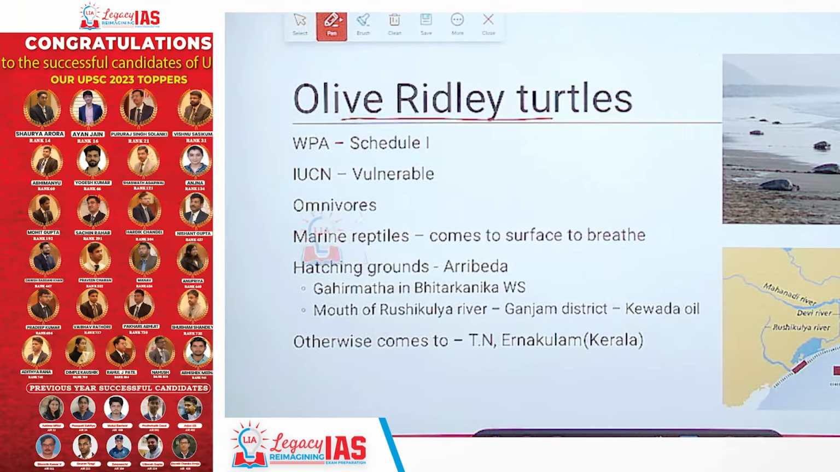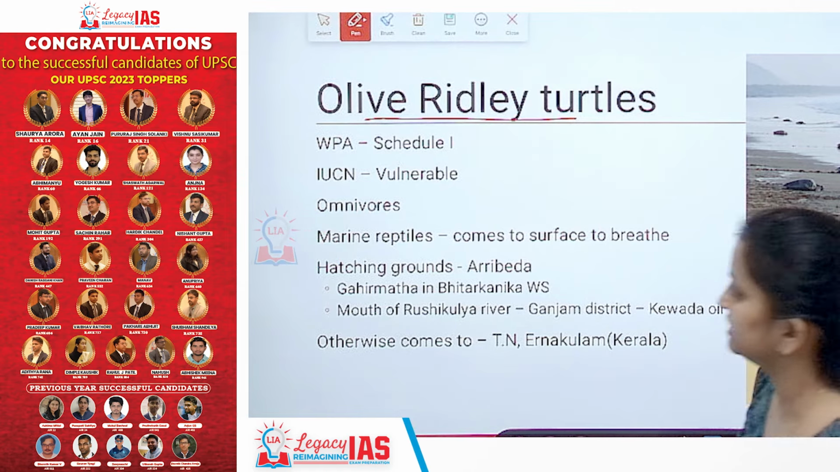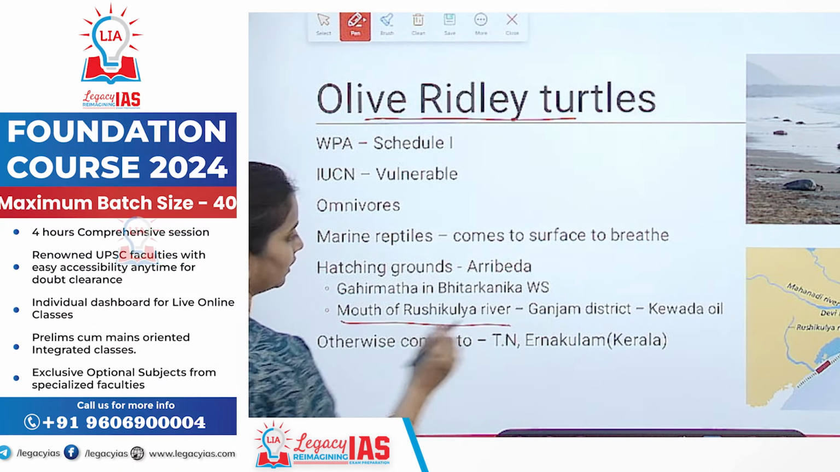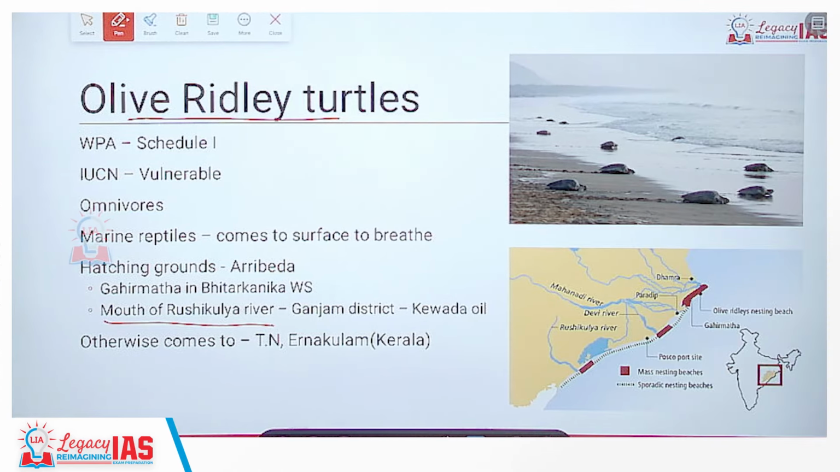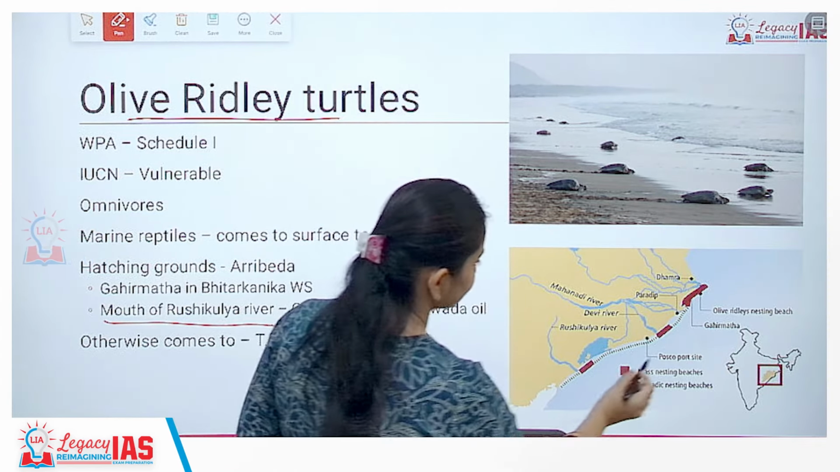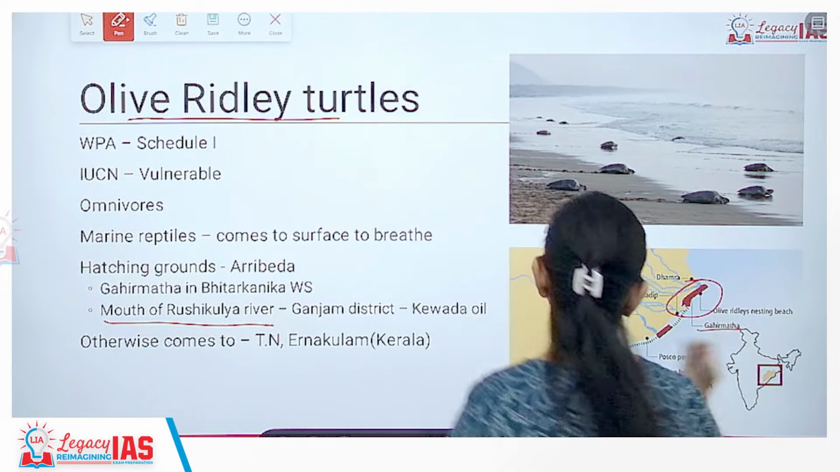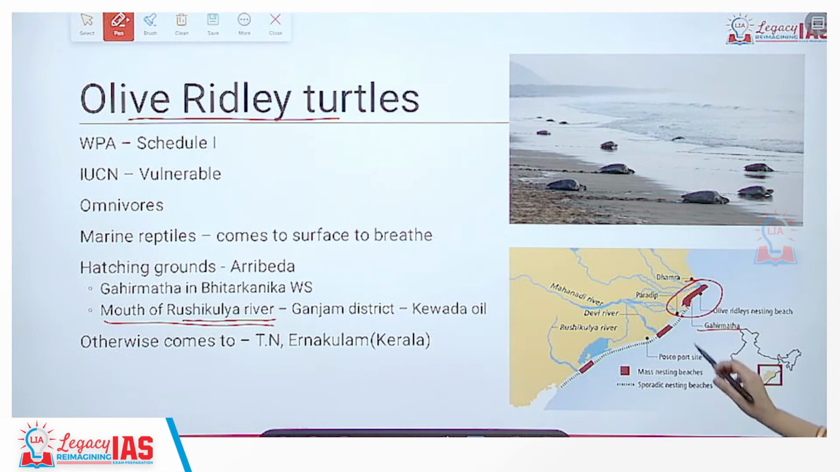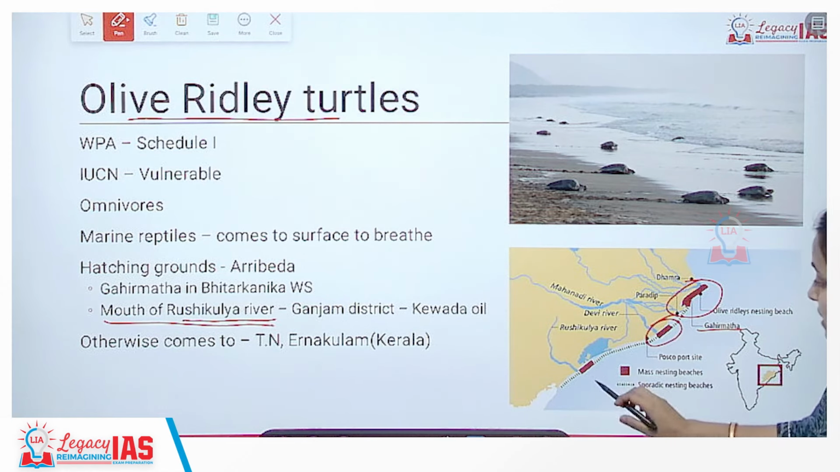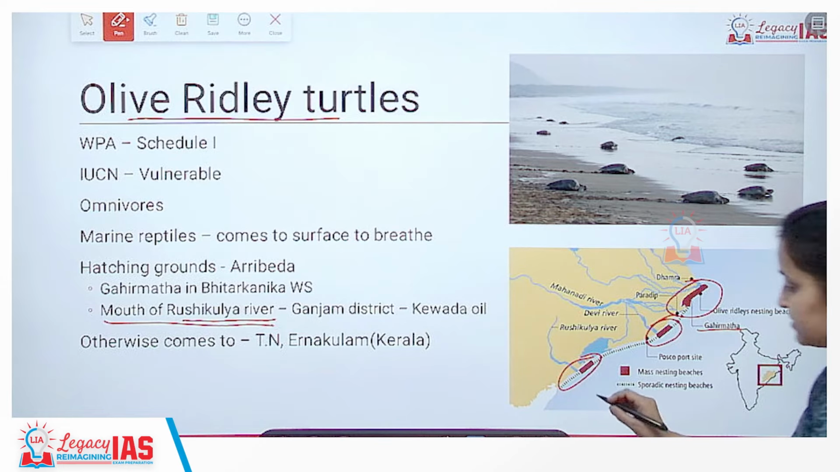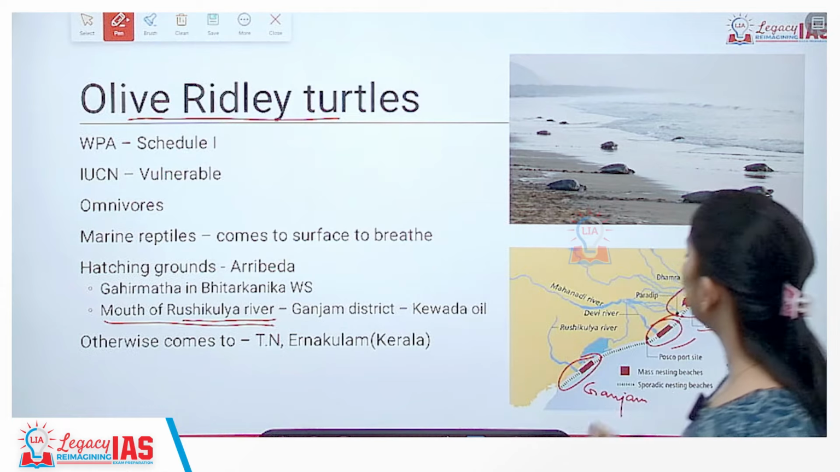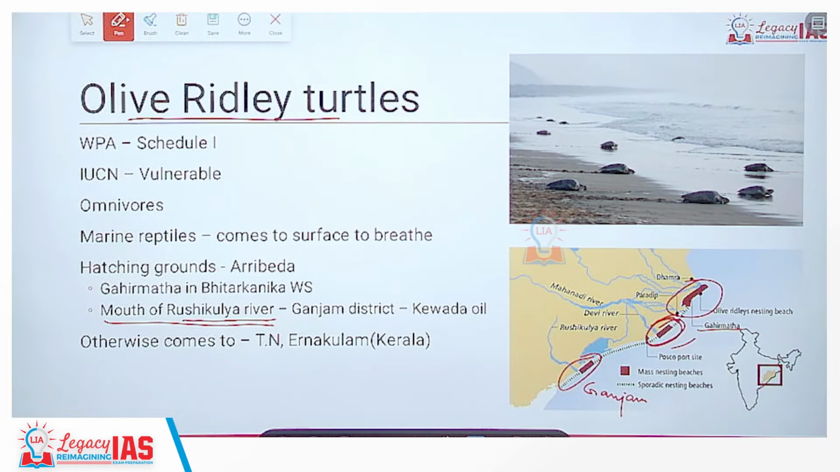Olive ridley turtles are inhabitants, matlab native, to the Caribbean region. But they do come to India's coast, and on India's coast they come up to Odisha. In Odisha, they go to three places for mass nesting. One is the Gahirmatha beach. Plus, they also go to the mouth of Rishikulya river, which is in the Ganjam district. And it is also the mouth of Devi river. They are also found at the mouth of Devi river.